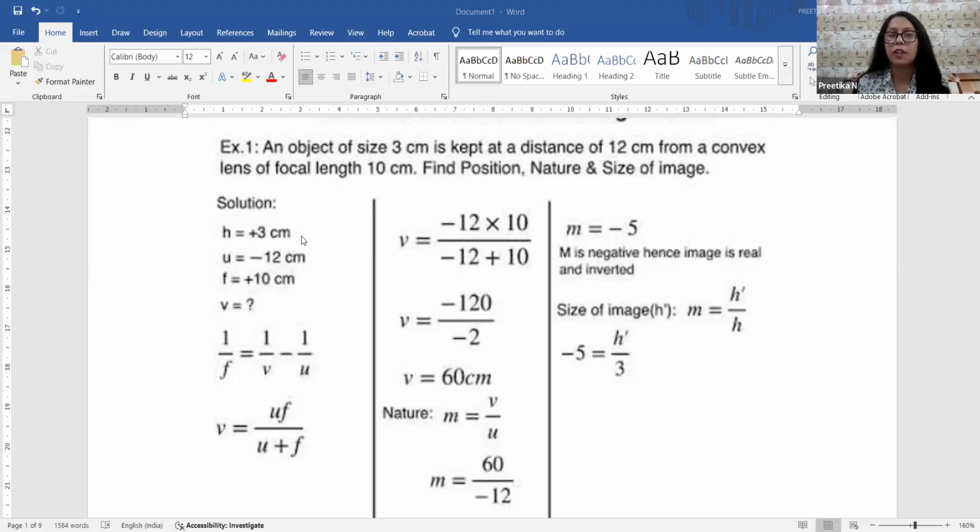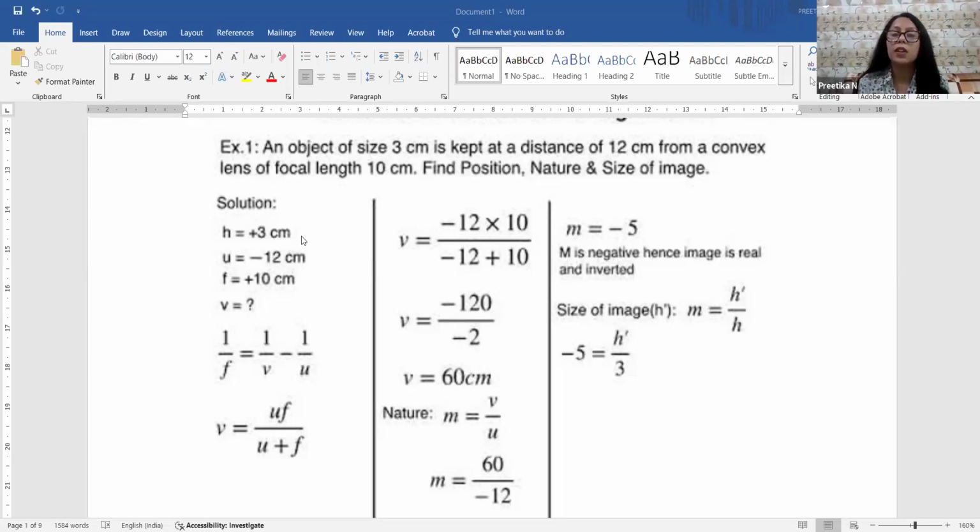The very first thing which is given to you is an object of the size 3 centimeter. So what is it given as? Can anybody just tell me what it is? Height of object. Perfect. It is height of object because they have given you the size of the object, and the height of the object is given as 3 centimeter. Now it is kept at a distance of 12 centimeter. So what is this given as? Object distance. Perfect. I am happy to see that all of you are unmuting and doing the interaction that way. So it is the object distance.